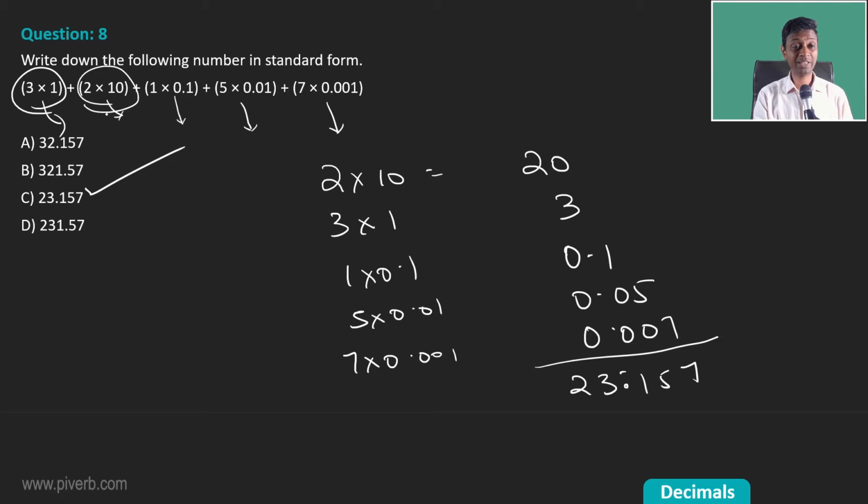Technically speaking, it would have been nicer if it had been written down the other way around. You talk about the tens place and the units place. It's up to you to be switched on and not mark one of these.